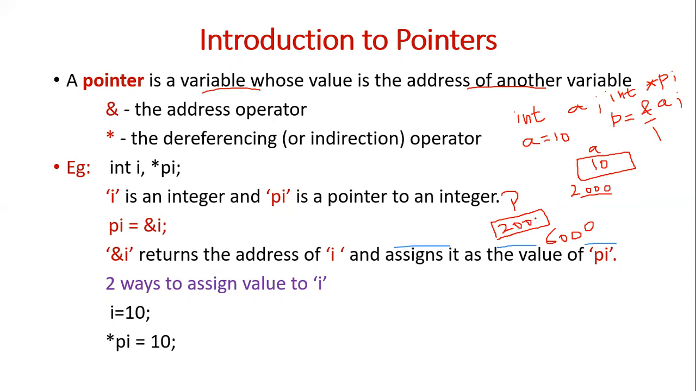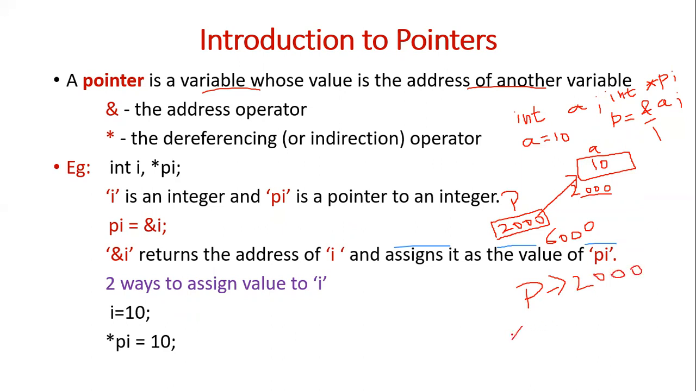But 2000 is not an integer value. It's an address. It means that P is pointing to this address 2000. And what does that address 2000 contain? A. So now whenever I say P, it refers to the address where it is pointing. Which address is it pointing to? It is pointing to the address 2000.